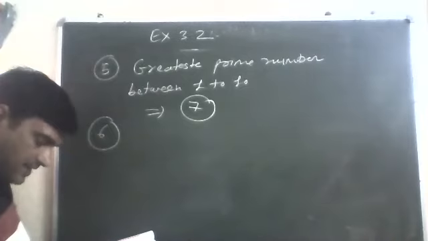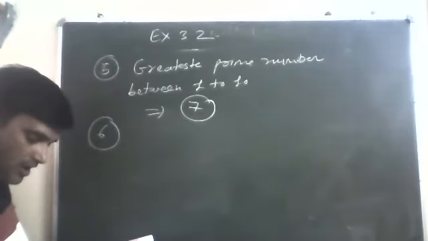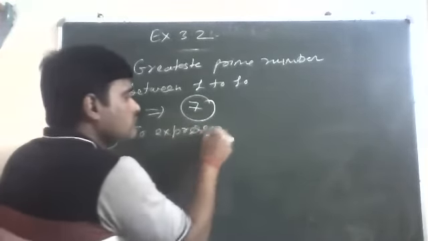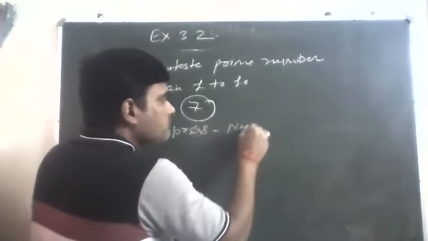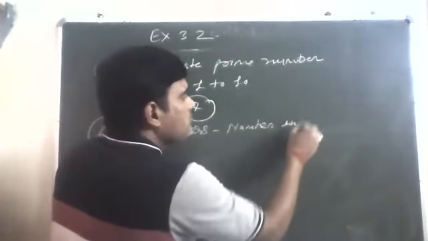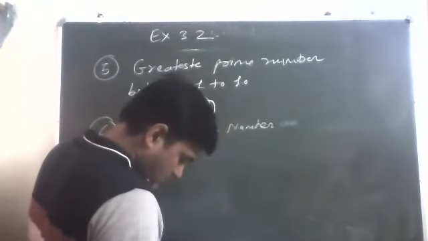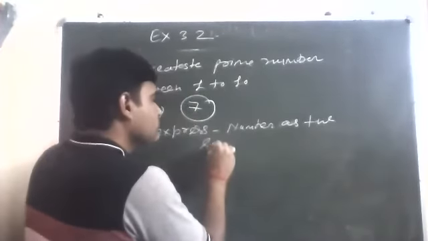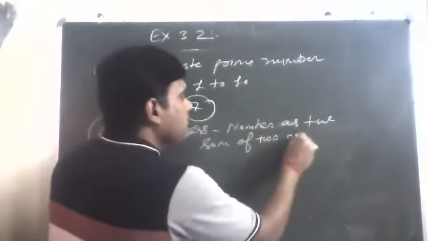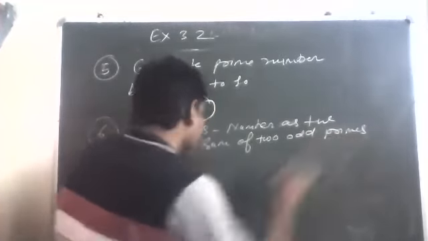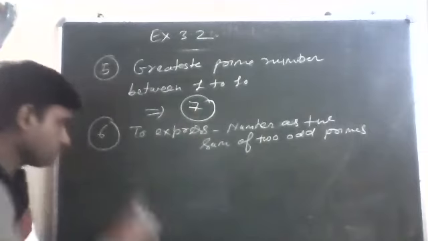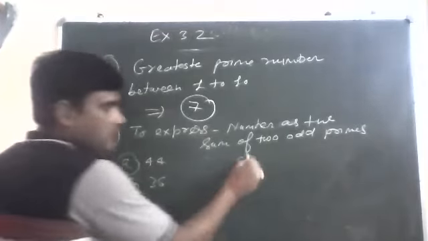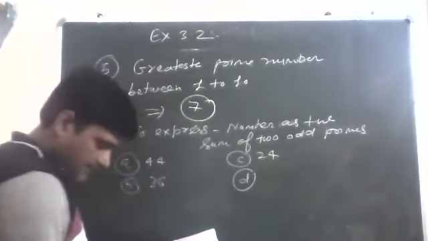Express the following as sum of two odd primes. To express this number in the form of the sum of two odd primes. Here you see the numbers A 44, B 36, C 24, and D 18.